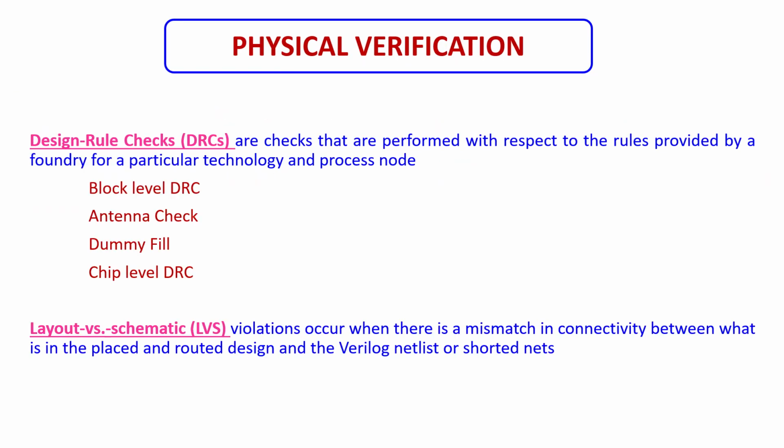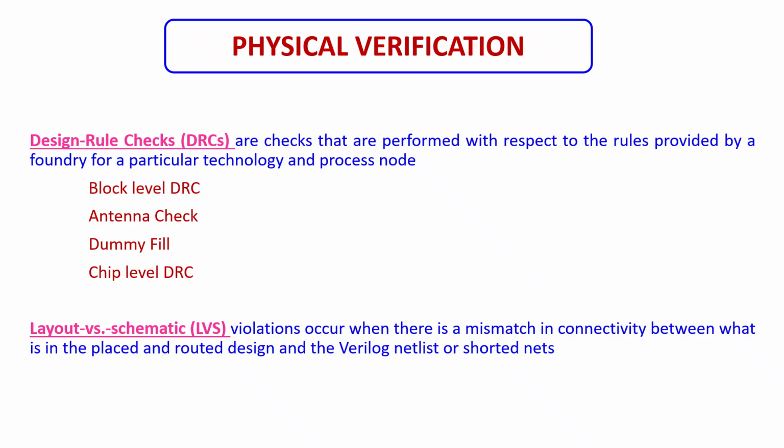After completing the post routing simulation, we are entering into the physical verification. That is, we are going to check it. Physical verification is done in Calibre Virtuoso. In this, two types of checking are done. One is design rule check, DRC. Another one is layout versus schematic, LVS checking.